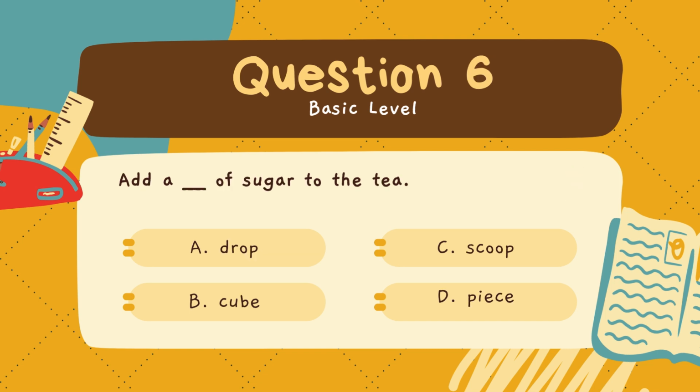Question 6. Add a of sugar to the tea. A. Drop. B. Cube. C. Scoop. D. Piece.